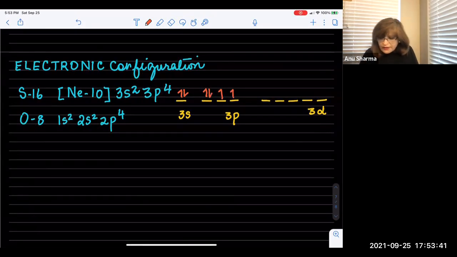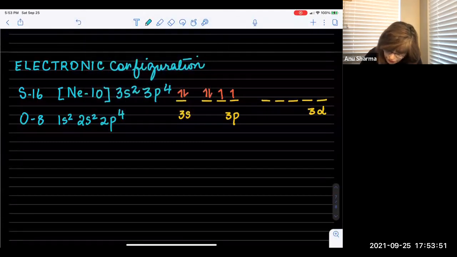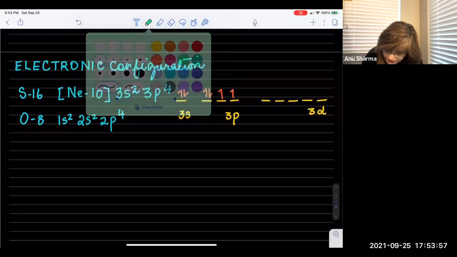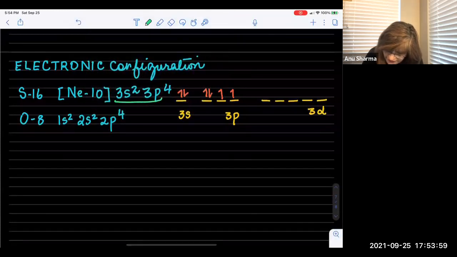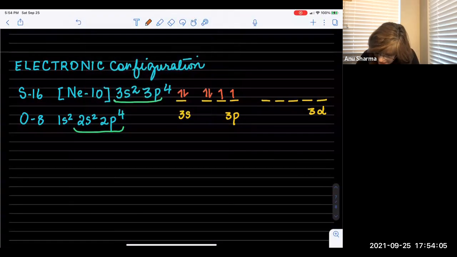Okay, now comes oxygen. There are 2 oxygens coming in. So oxygen is 2S2 and 2P4. Let's do it for the oxygen also. This is the valence shell, which looks like this. This is the valence shell. So we will do it for oxygen.